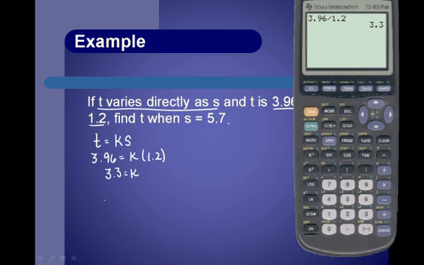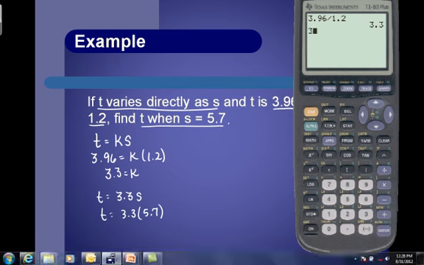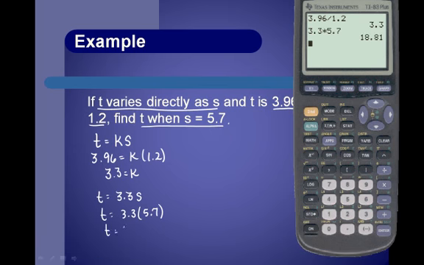Our equation now becomes t equals 3.3 times s. We're going to use this equation now to find t when s is 5.7. So t is 3.3 times 5.7. So using our calculator, gives us a value for t of 18.81.